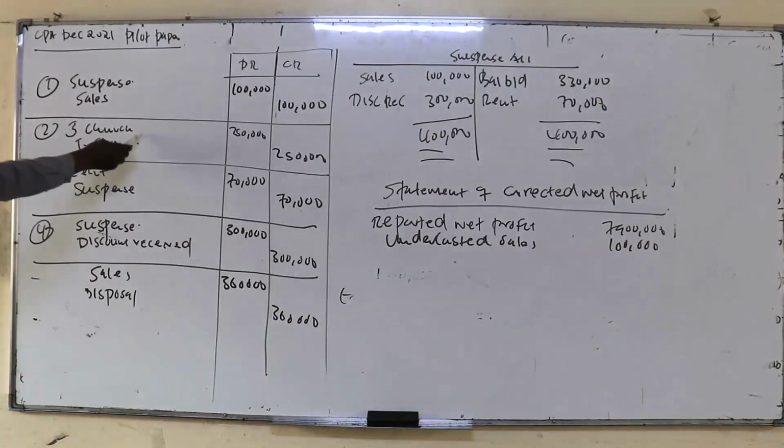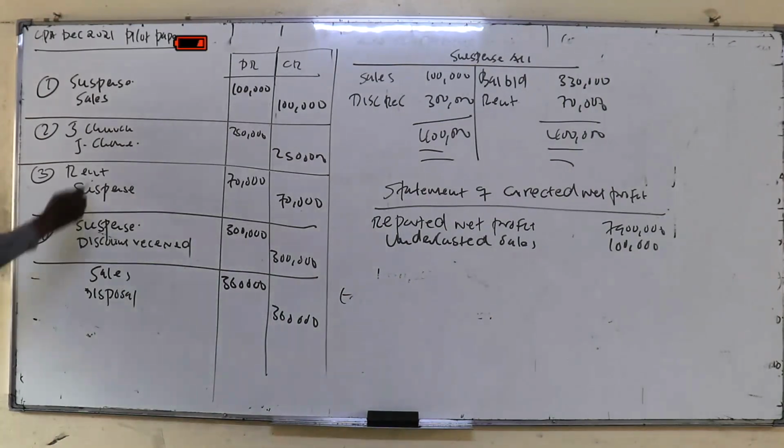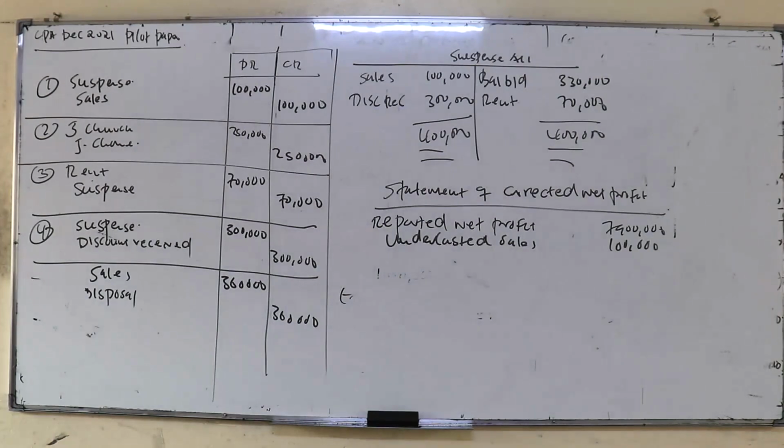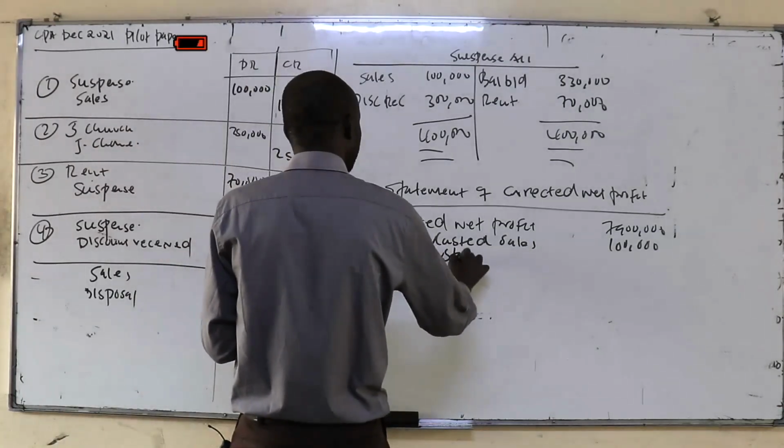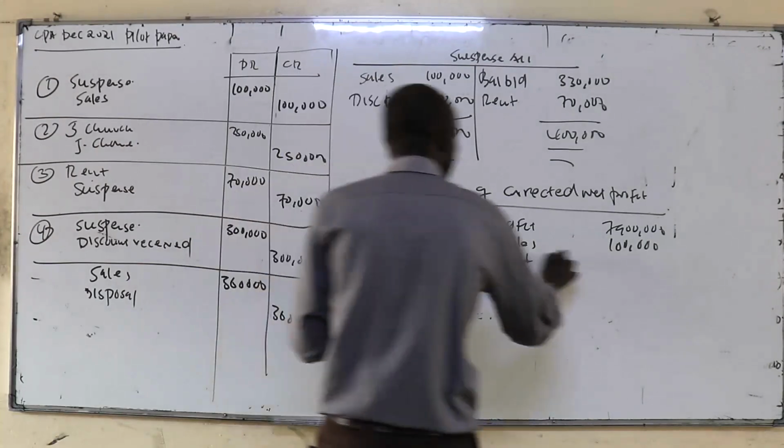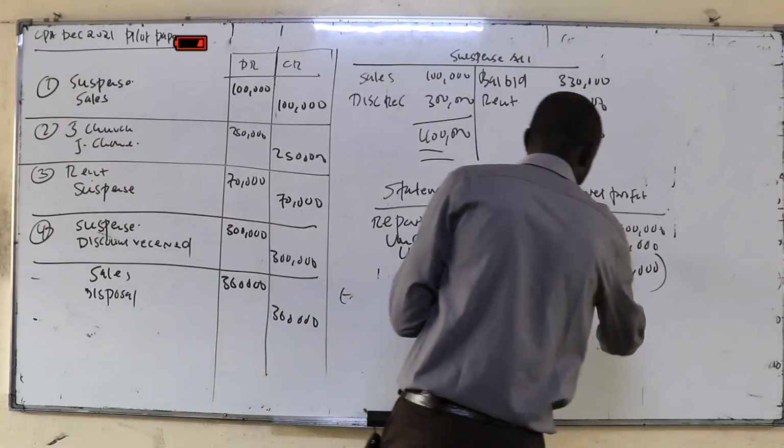Aya, tuende hapa. Hii haiaffect income statement, si ndio? Hii ina affect debtors tu. Aya, tuna rent. Uli undercast rent. Rent ni expense. Uli understate your expense. So ina impact gani kwa profit yako? Ime increase profit. If you understate an expenditure, it means your profit will be increased, si ndio? So what do? Understated rent. How much is it? 70. Una less.